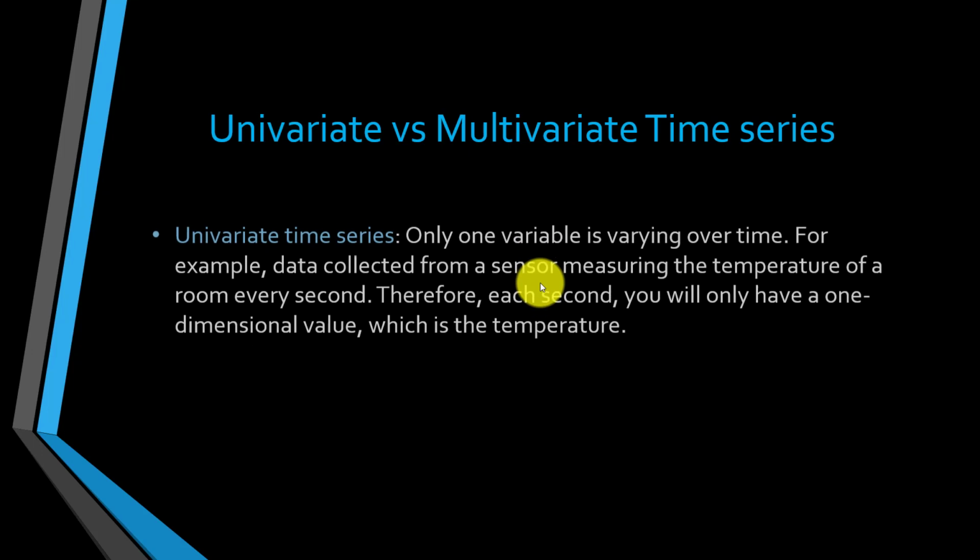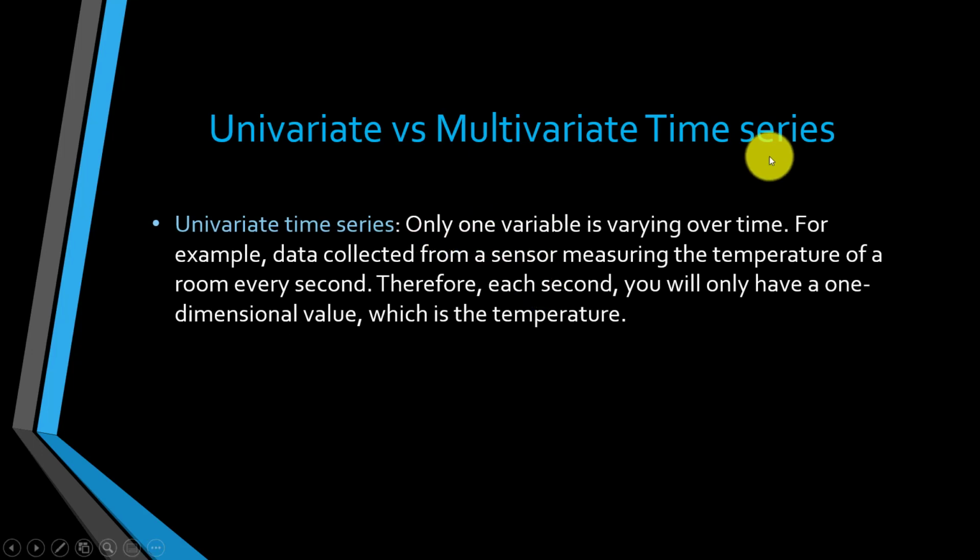Univariate means only one variable is varying over time. So let's say we are collecting temperature from a sensor in our room every second. Therefore every second only the temperature is changing. That means you will only have a one-dimensional value, which is the temperature changing over here. So this is nothing but a univariate time series.